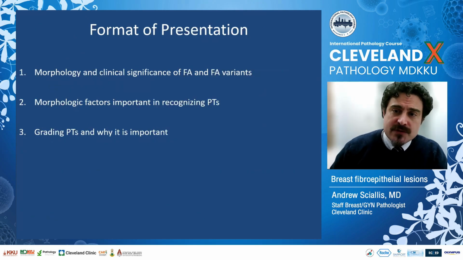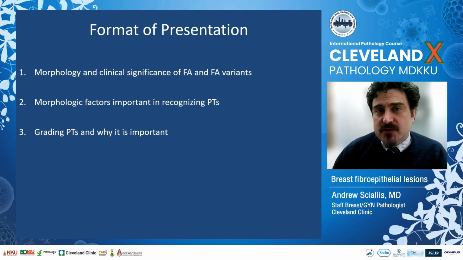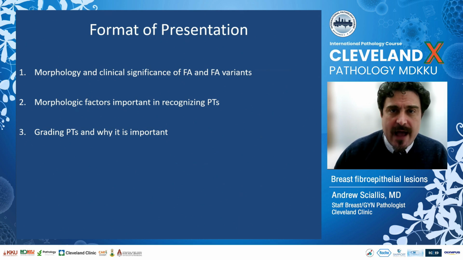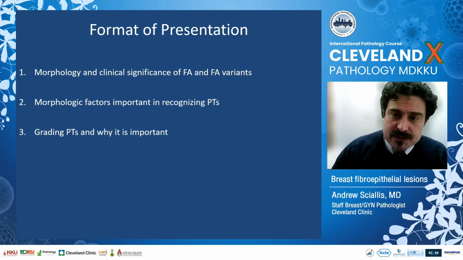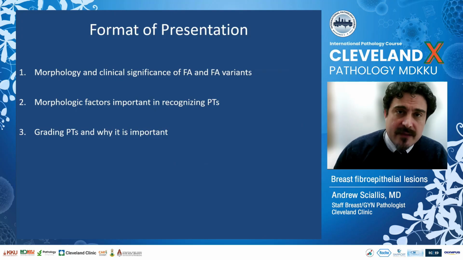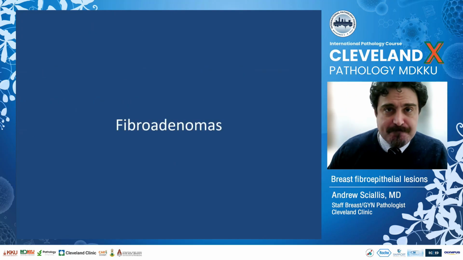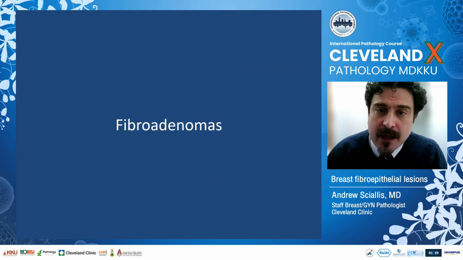So first, let's go over the morphology and clinical significance of fibroadenomas and their variants. That would include fibroadenomas with myxoid stroma or fibroadenomas that happen to have some occasional multinucleated giant cells. Then let's go into the morphologic factors important in recognizing phylloides tumors, and then grading of phylloides tumors and why it is important. So we'll start with fibroadenomas.